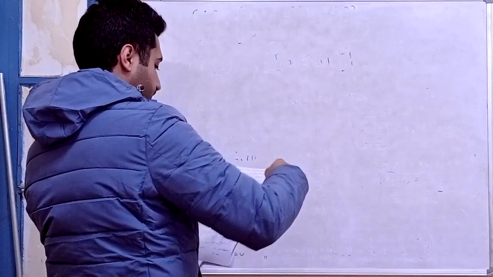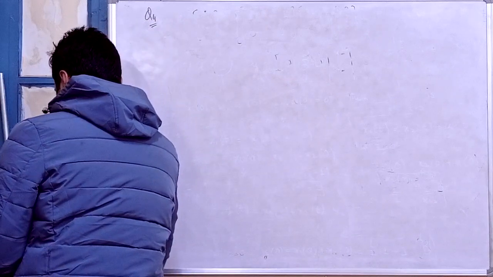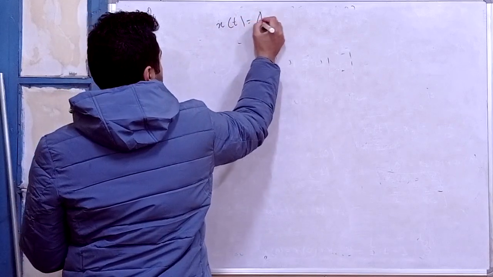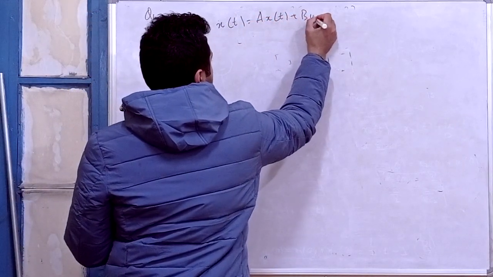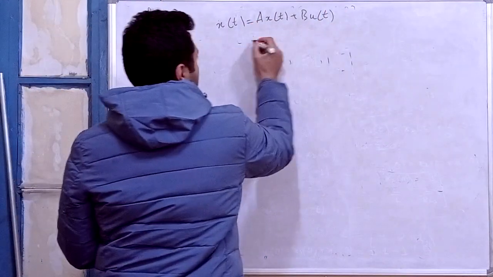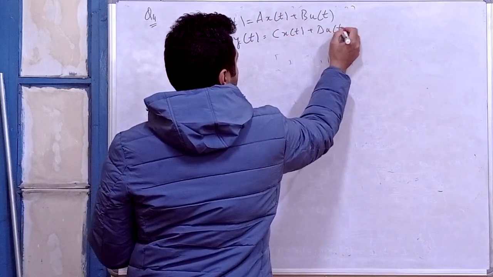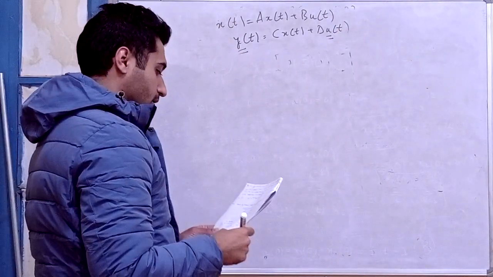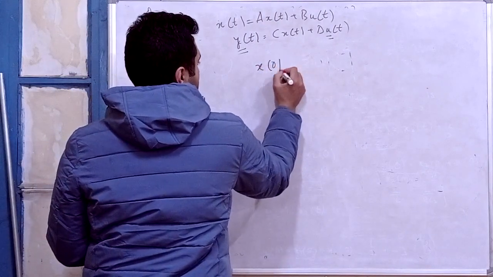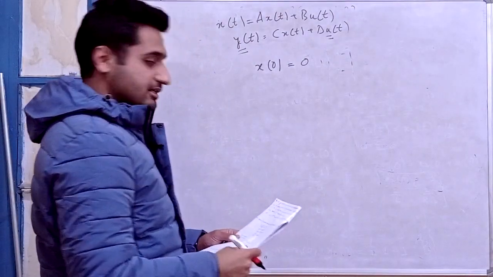Question five, what is being asked? You are given a state model: x dot t is equal to Ax plus Bu(t), and y is equal to Cx plus Du, where u and y are inputs and outputs. You are told that initial conditions are assumed to be zero, x of zero is zero. Then which of the following is the impulse response of the system?